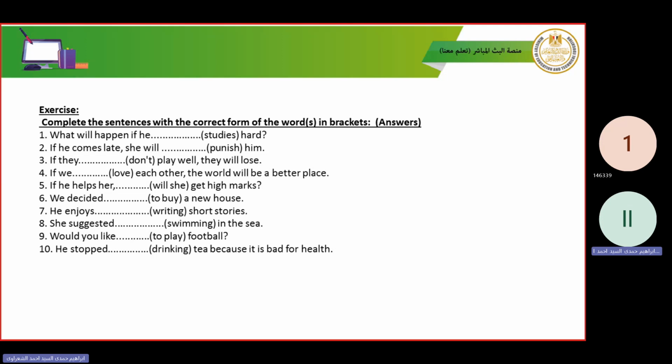Number six, we decided. Decided is followed by to infinitive, so to buy. Number seven, he enjoys. Enjoys is followed by ing, writing. Number eight, you suggested. Of course ing, swimming. Number nine, would you like? Infinitive, to play. Number ten, he stopped. ing, drinking. Okay. Right.